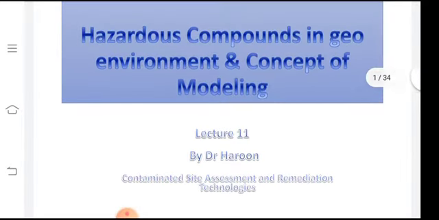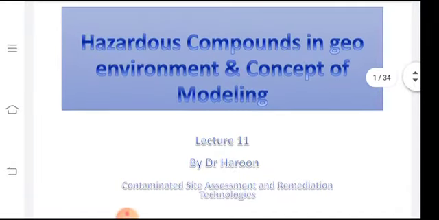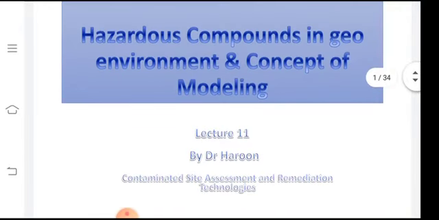Earlier we studied the mechanism of contamination in soil and in groundwater. We also tried to understand the mechanism by which a contaminant moves from one place to another, and how a contaminant is retained within the soil. Now today we will be focusing on a very different category of hazardous compounds.